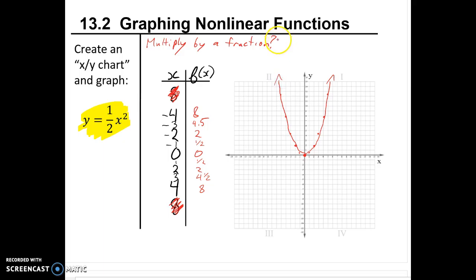So when we multiply by a fraction, the graph gets wider. The mouth of the graph kind of opens up wide.